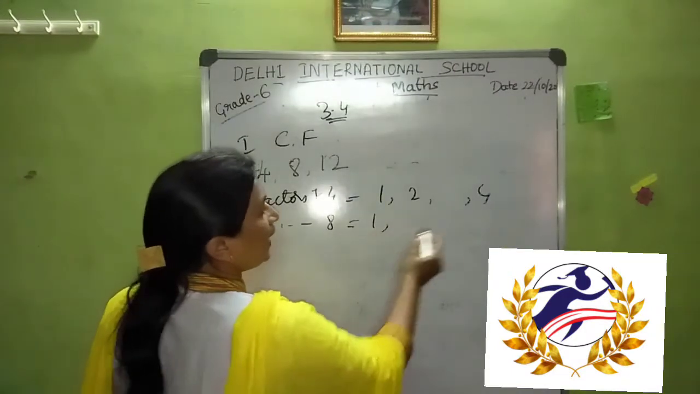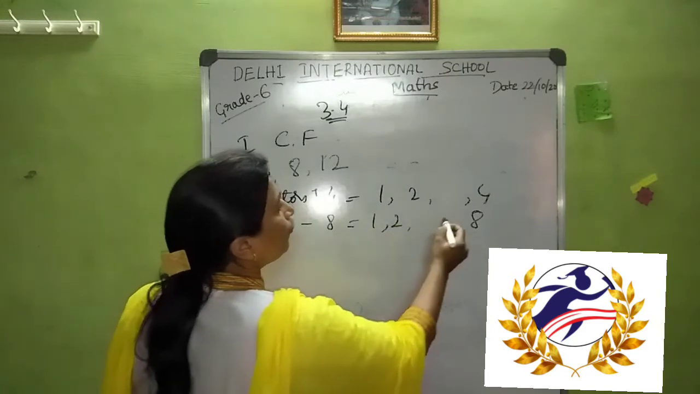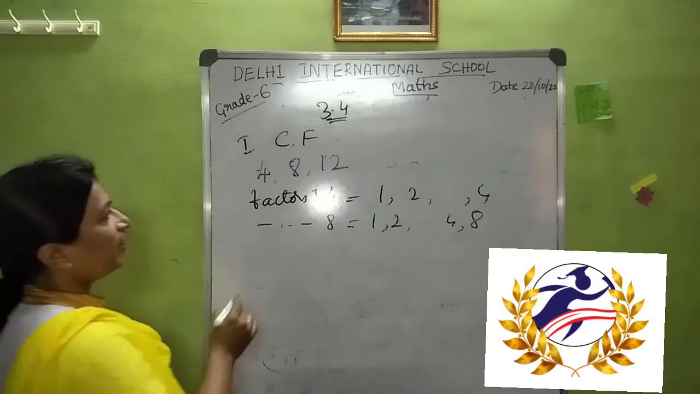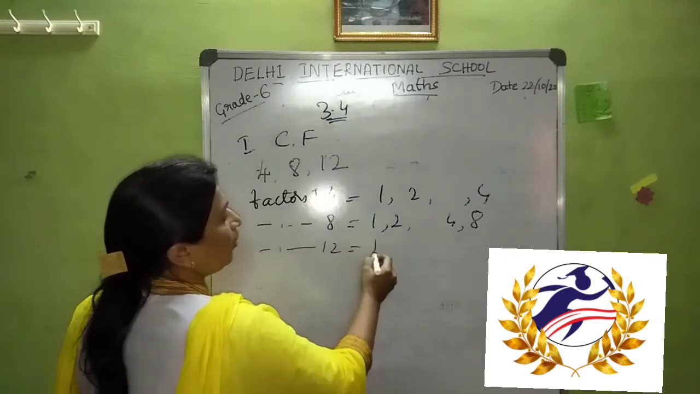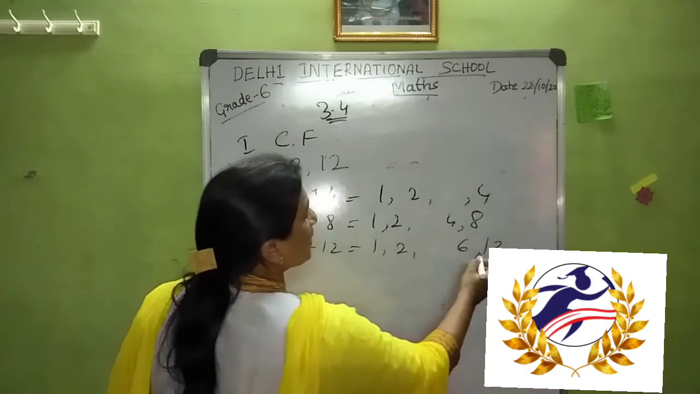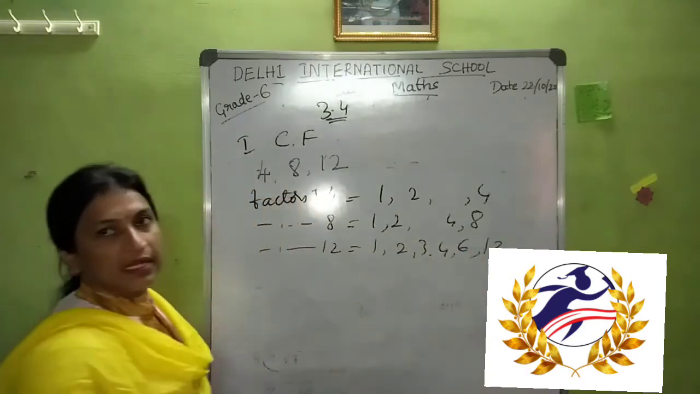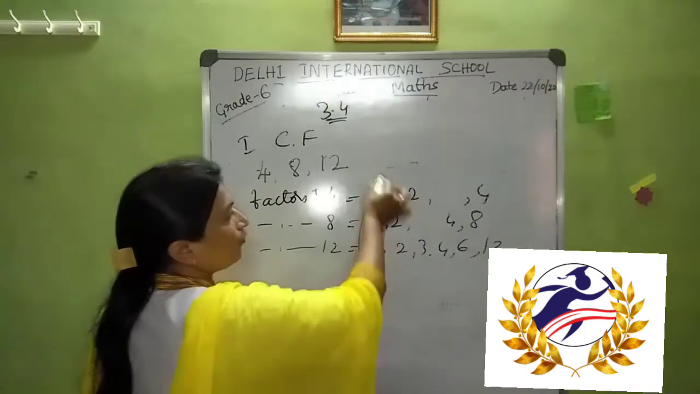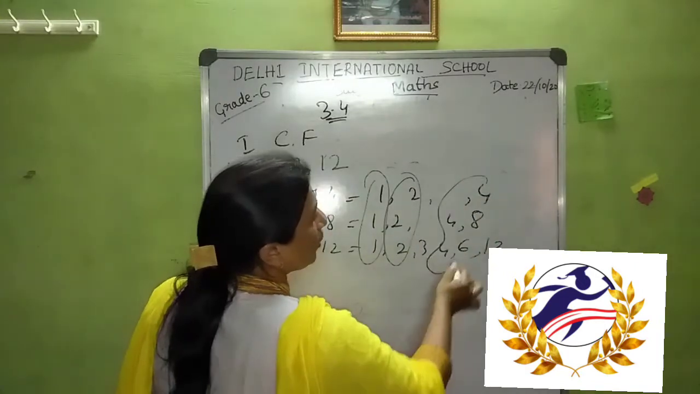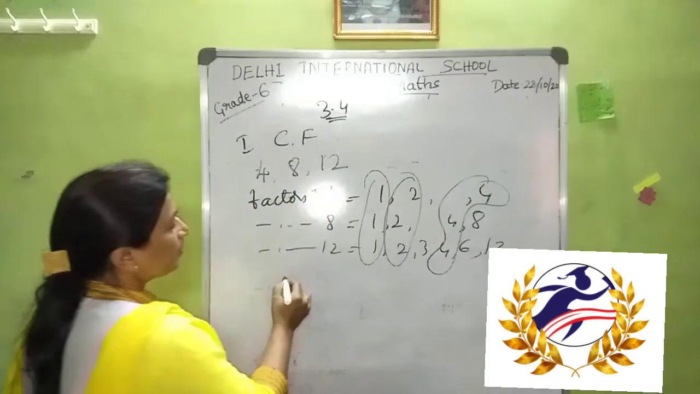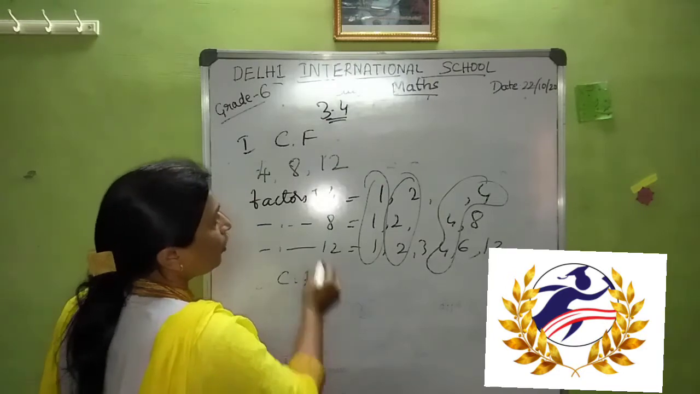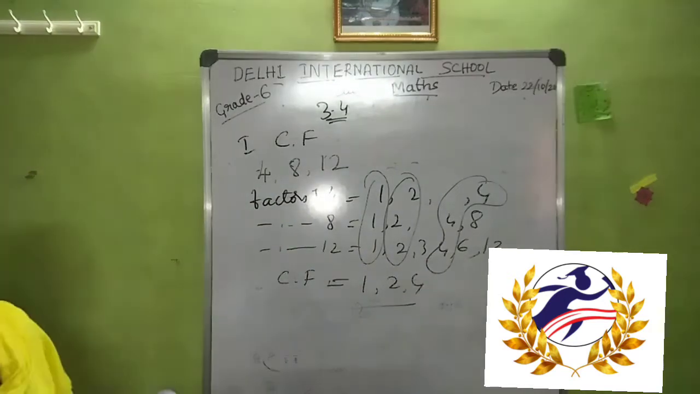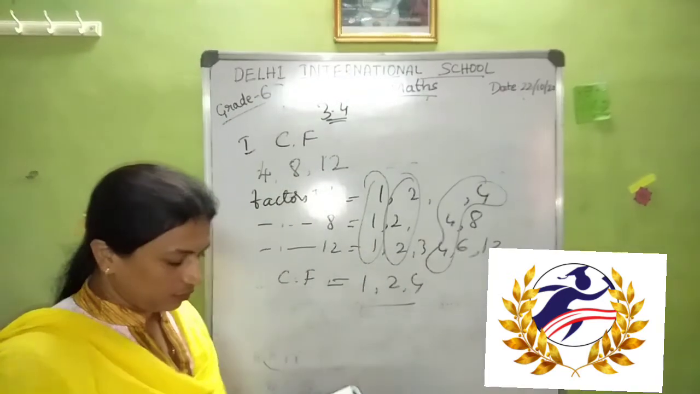Factors of 8: 1 8s are 8, 2 4s are 8. Okay, so these are the factors of 8. And then factors of 12: 1 12s are 12, 2 6s are 12, 3 4s are 12. So these are the factors of 12. We have to take out the common factors from all these three. 1, 2 and 4 are there in all three. So the common factors of 4, 8 and 12 are 1, 2 and 4. We need to take the common factors from three numbers.